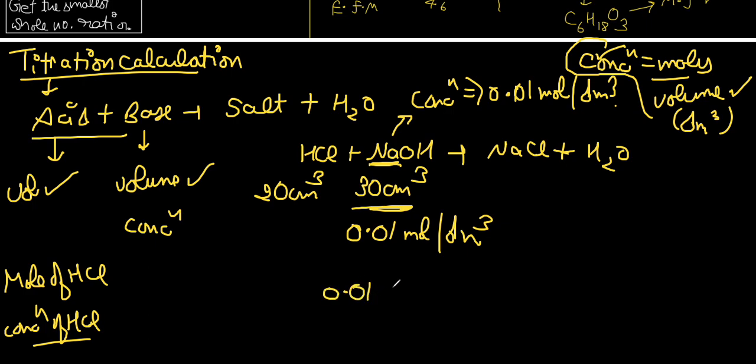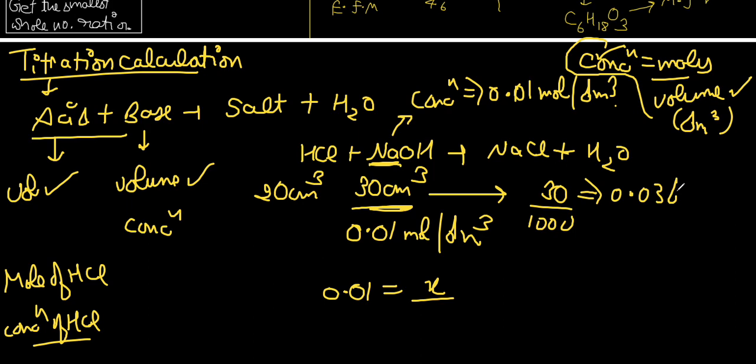So 0.01, which is the concentration, is equal to moles, which we are not aware of, by volume. We are aware of the volume, but we'll have to convert the volume into dm cube. So 30 by 1000 giving 0.03 dm cube. So I'll have to write 0.03 here. So moles of NaOH will be 0.0003.